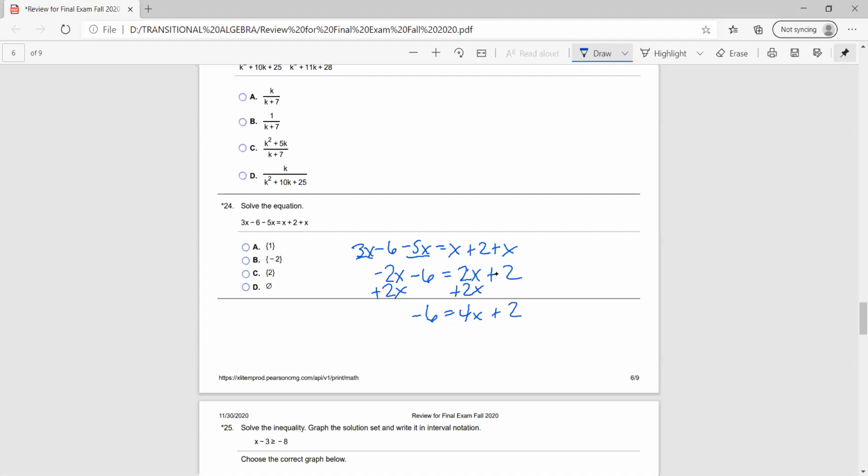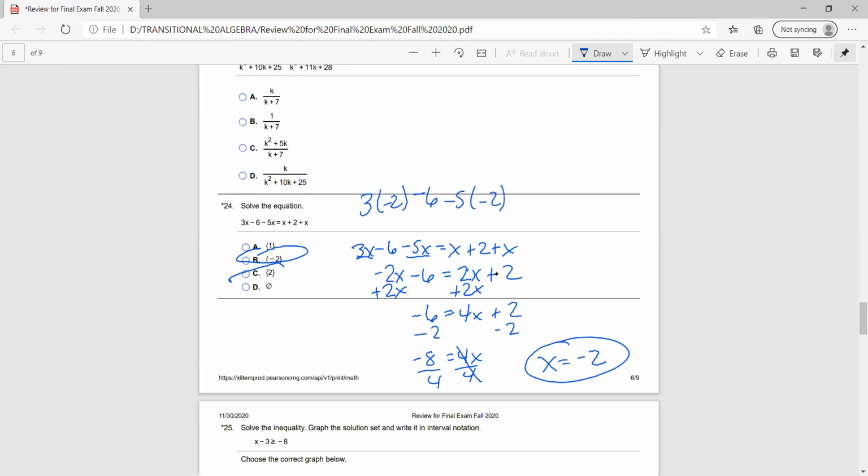Okay, now I can subtract 2. -8 equals 4x. Divide by 4. And so x ends up being -2. And so that would be the right B, not C, would be the right answer. And I could go back and plug in -2 everywhere I see an X. So I could do 3 times -2 minus 6 minus 5 times -2.